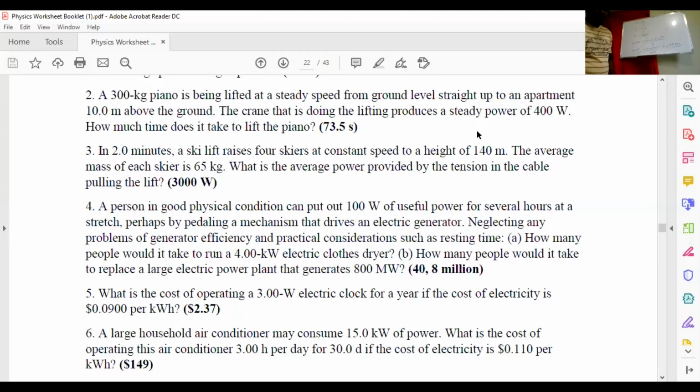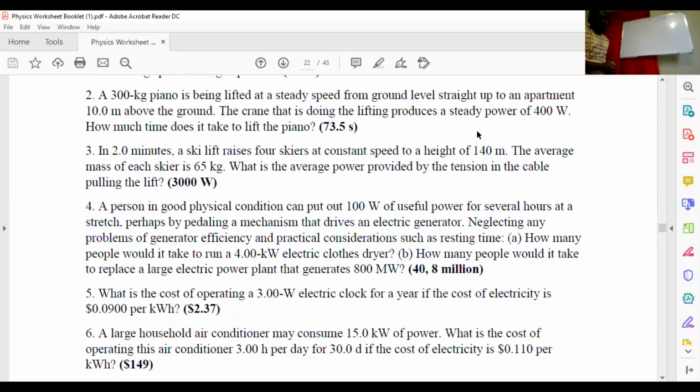All right, so let's look at question 3. It says in 2 minutes, a ski lift raises 4 skiers at constant speed up to a height of 140 meters. The average mass of each skier is 65 kilograms. What's the average power provided by the tension in the cable pulling the lift? In this case, we're given time in minutes, so we need to convert it to seconds, our SI unit. So that's 2 times 60, which is 120 seconds.